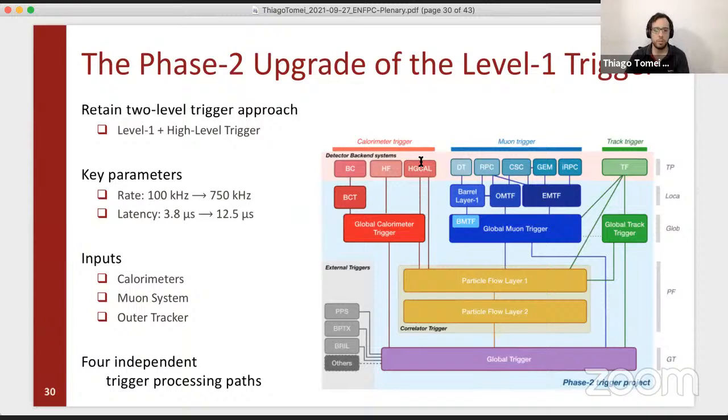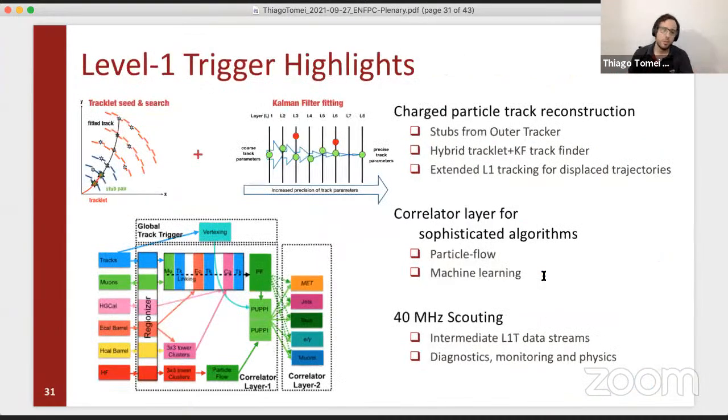And this increase of the latency in particular is what drives a lot of the changes in the electronics in all of the detectors. The level 1 trigger will be able to, again, read the calorimeters and the muon system, but unlike in phase 1, we'll be able to read the outer tracker information as well. And then we will have these 4 independent data taking paths here: directly from the calorimeter, directly from the muon, directly from the tracker, and this 4th one, which is called the correlator and particle flow. So this is the big thing of the level 1.